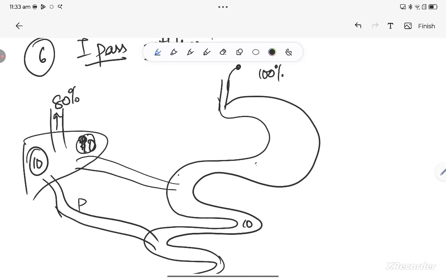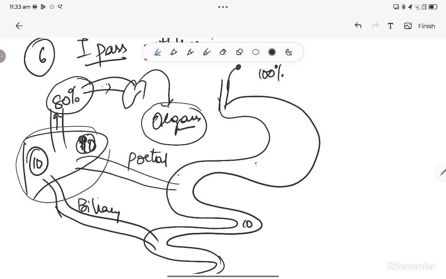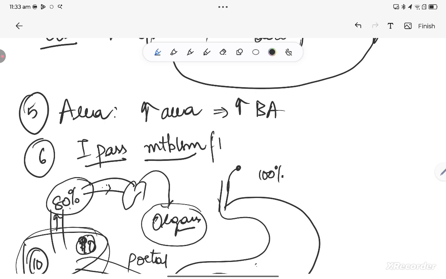Clear? Whatever reaches the systemic circulation, from here it reaches my heart, from here it reaches all my organs, and effect is shown. So even before entering systemic circulation, some part of the drug gets metabolized. This is called first pass metabolism or pre-systemic metabolism. And the more the first pass metabolism, the less is the bioavailability.